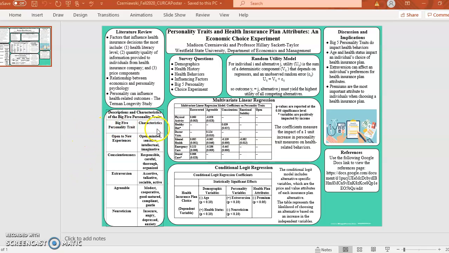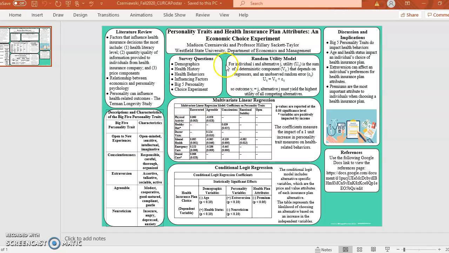So this table right here talks about the descriptions of the big five personality traits. The characteristics that are listed are if you have a high score in that specific trait, those would be the characteristics that you show. So, for example, if you're conscientious and you have a high score in that trait, you would be responsible, careful, thorough, and organized.